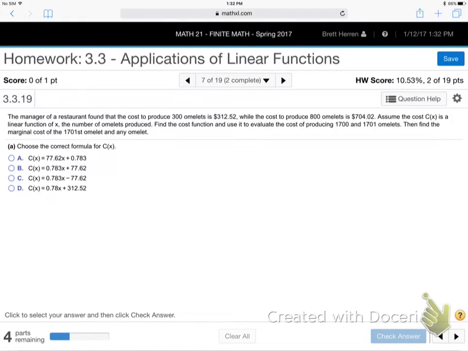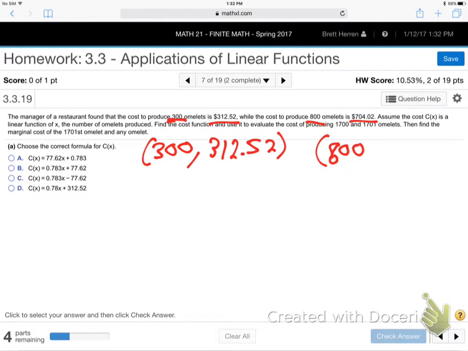I want to get you started so we use the time well, then I'll do roll. Basically, what you've got to do is when they say 300 omelets and they give a price, that's a point: 300, 312.52. And then they say 800 omelets, that's 704.02. Those are two points. And you've got to do what we did last time on question number 6.